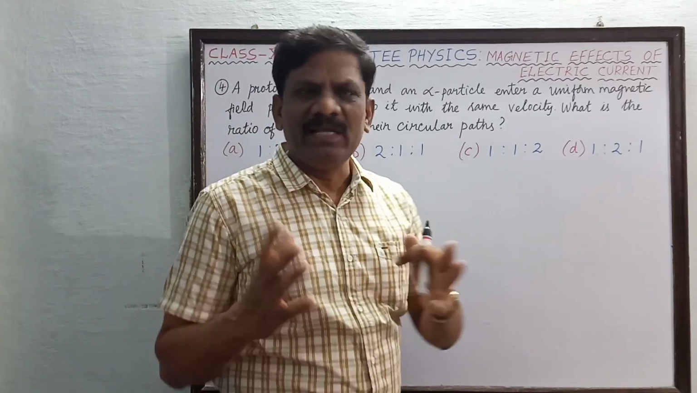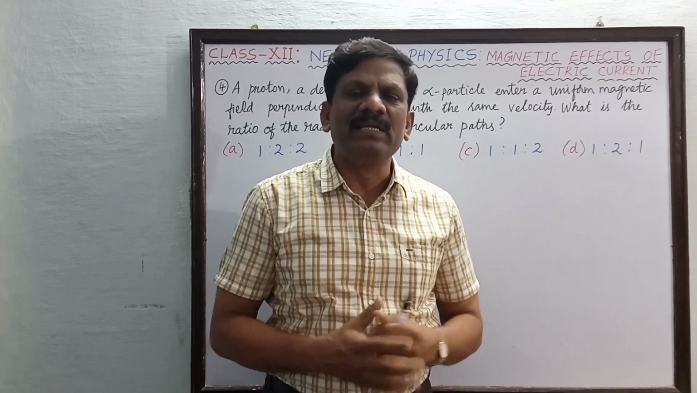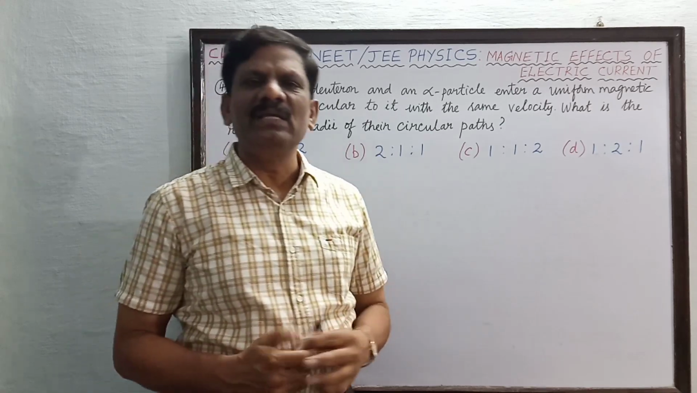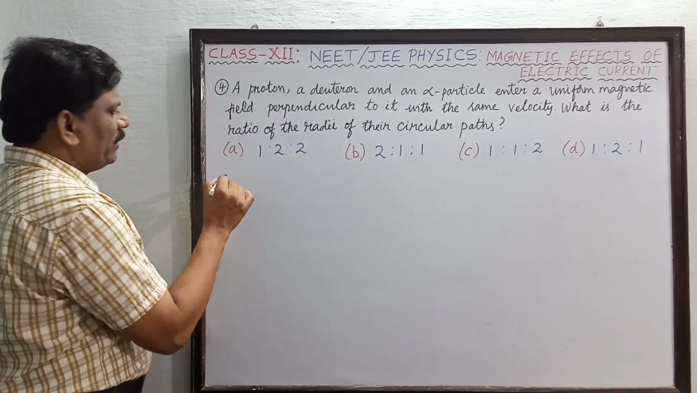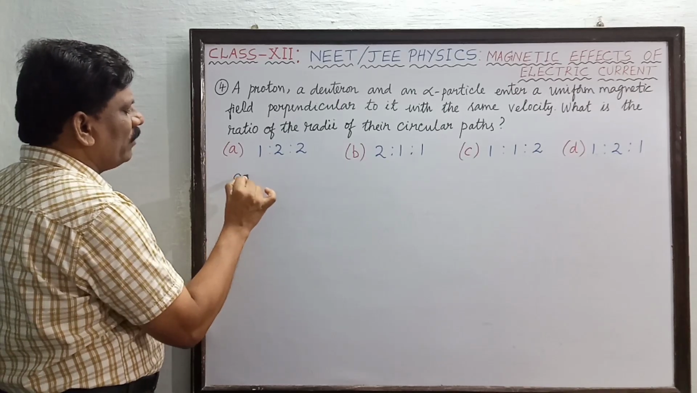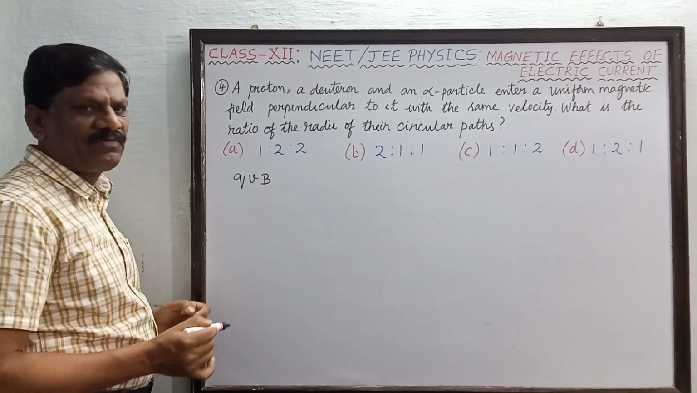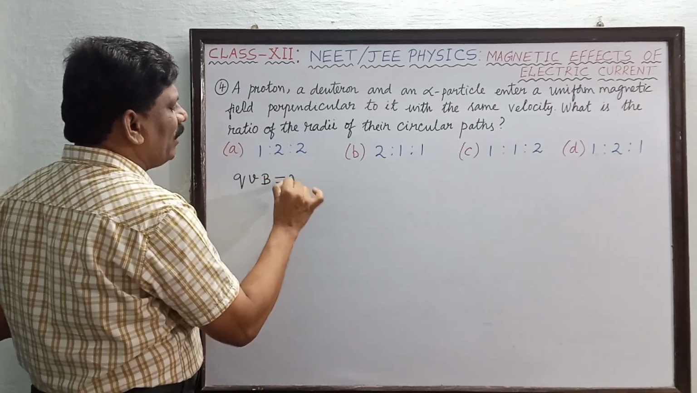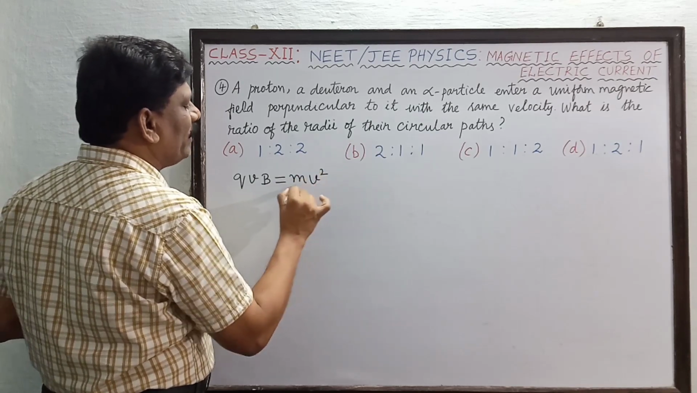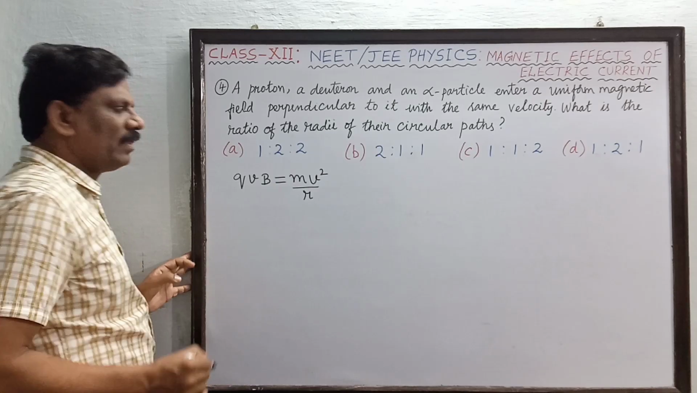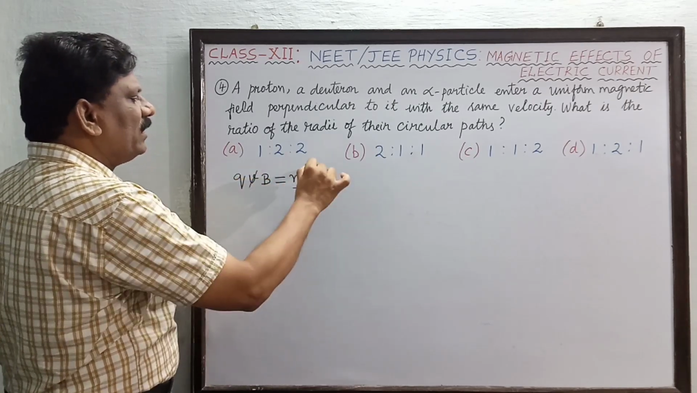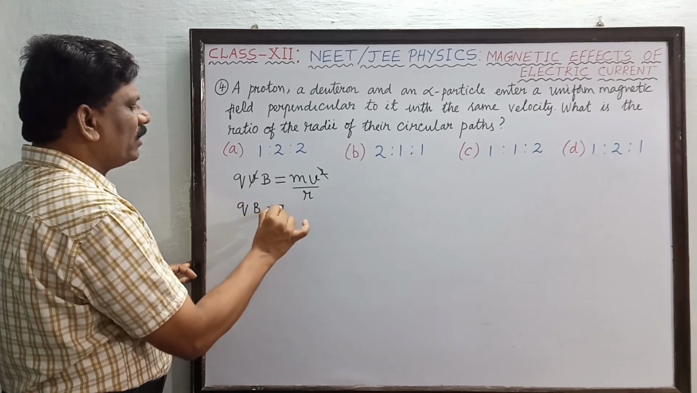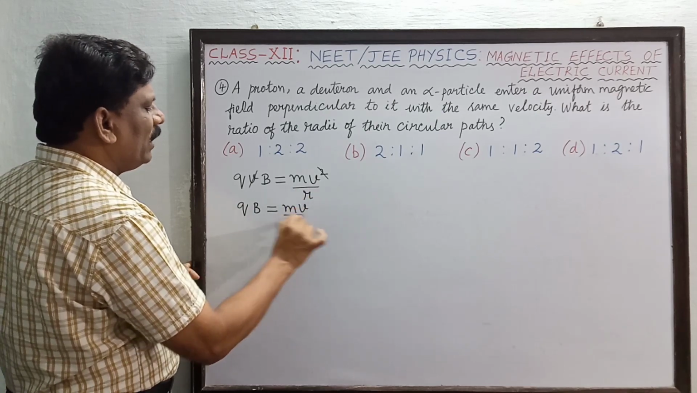Yes, children, we have studied the magnetic Lorentz force. When a charged particle enters perpendicular to the uniform magnetic field, its path will be circular. So the Lorentz force is QVB. The magnitude of the Lorentz force is QVB sin theta, where sin 90 is 1 here. This is equal to the magnitude of the centripetal force in a circular path, mv square by r. So the v and square get cancelled. So QB is equal to mv by r.